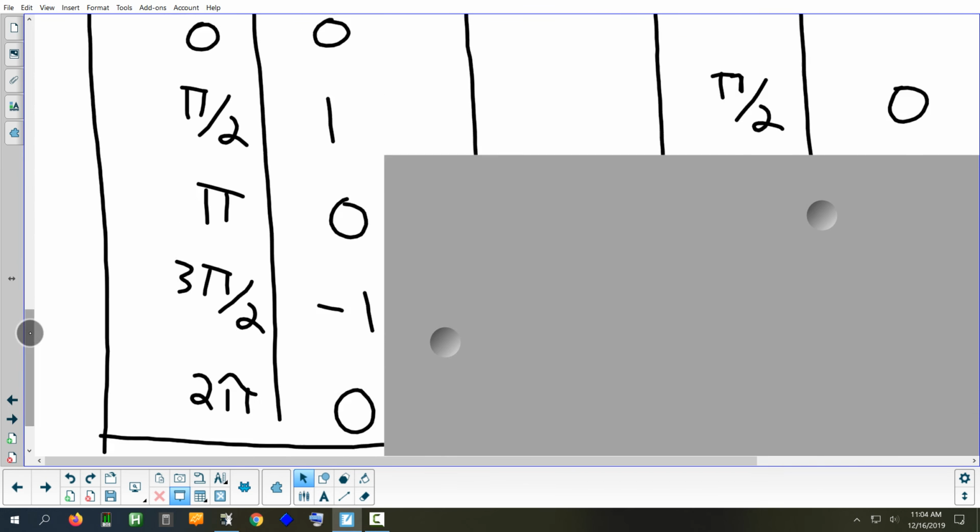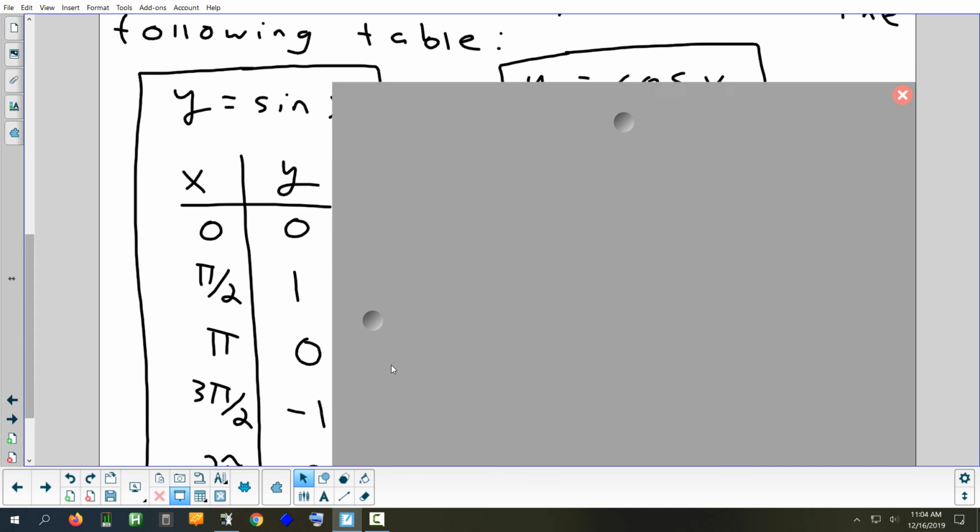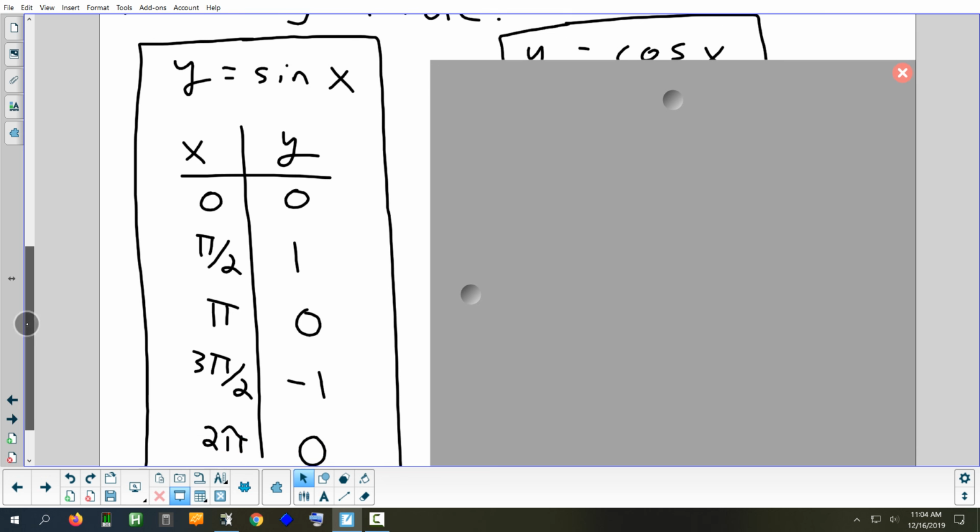And then all the way through. 0. Back to 0. So there's your table for y equals sine x. Any transformation that we do is going to start there. Okay. And we'll use that to figure out where we're going to move to.